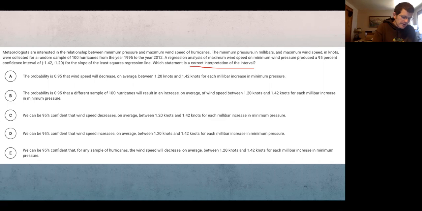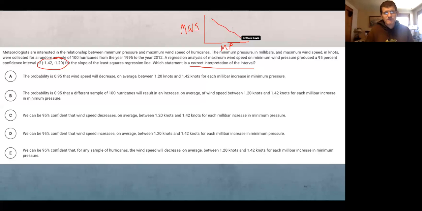So before I get started, I always like to have some kind of a diagram showing what's going on. So it looks like we are using pressure to predict wind speed. And that would maybe require some knowledge about the weather, but we would expect that pressure would predict wind speed, not the other way around. All right, so I will put minimum pressure right here, MP, and maximum wind speed, MWS, and it looks like they're getting a negative relationship between it. So I'll just draw this. I don't need to get more specific than that.